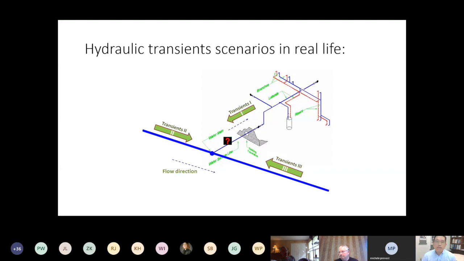Right now we have simple scenarios that can happen. The transient can happen at the service line, as you can see in this figure. Transient 1 is defined as a transient triggered within the household, including the laundry, dish machines, and the like. Transient 2 is triggered from upstream of the household. And transient 3 is triggered from downstream of the household, in the premise plumbing.